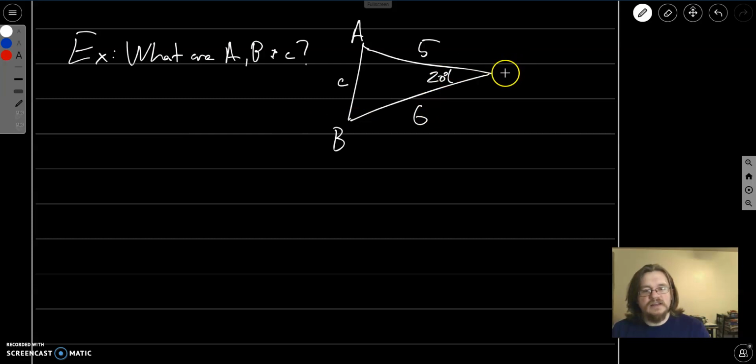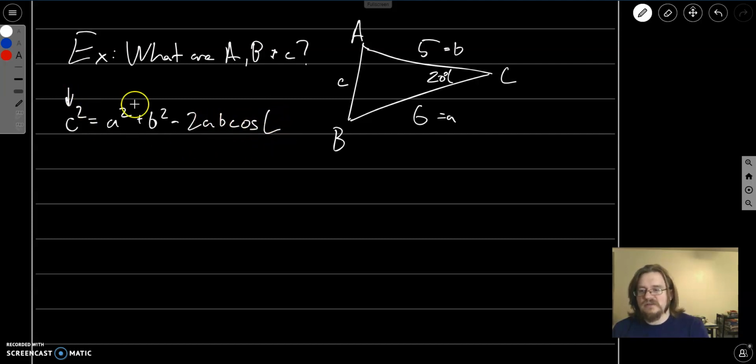So if A and B are those angles, maybe I'll call it this angle C. A has to be across from A, and B has to be across from B. So with the law of cosines, if I'm trying to figure out C, I've got c squared is going to be equal to a squared plus b squared minus this big mess over here. But notice the side that we want and the angle that we know are going to match.